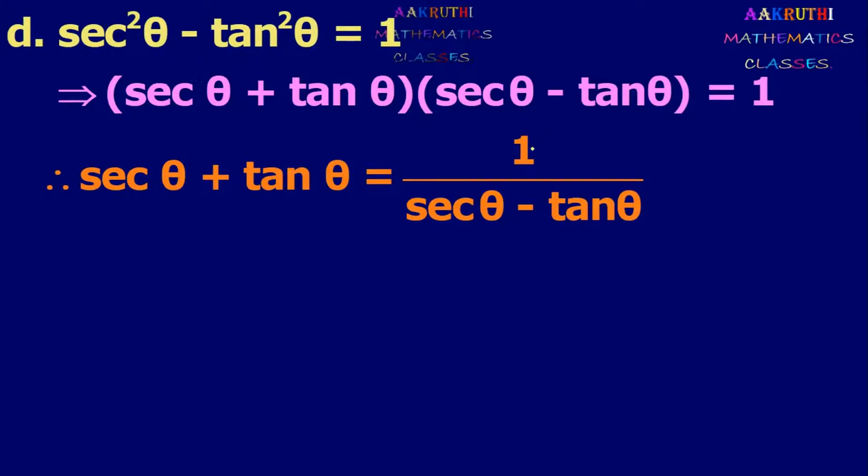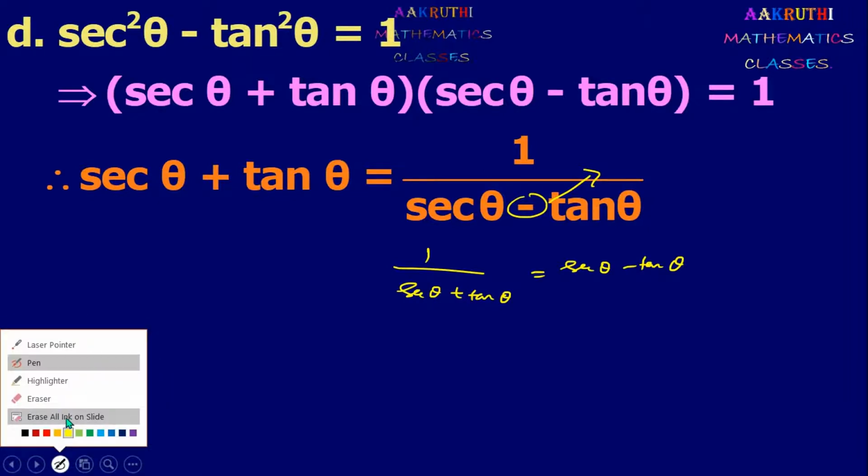So here remember this: 1 by secant theta minus tan theta. If you want to take this term to the numerator, we can directly write secant theta plus tan theta. Similarly, 1 by secant theta plus tan theta can be written as secant theta minus tan theta. So this is a very important relation. 1 by secant theta minus tan theta is secant theta plus tan theta, and 1 by secant theta plus tan theta equals secant theta minus tan theta. These are two important relations.